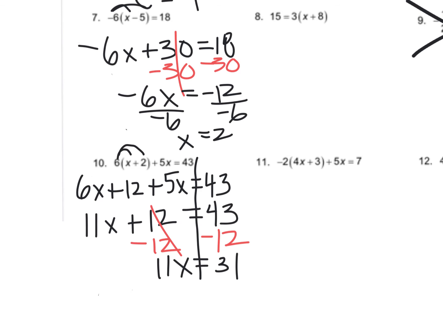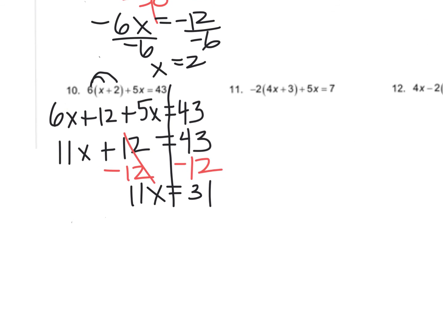Once we got to that step right before we subtracted 12, 11x plus 12, that's multi-step at that point. And so now we're going to divide by 11. It doesn't give us a whole number. I don't think I made any mistakes within this. But that's okay. You just write 31 over 11 and that's it.